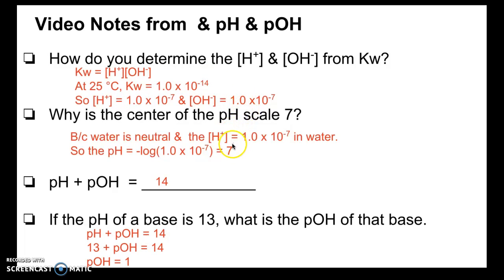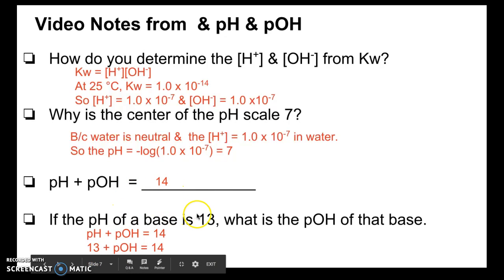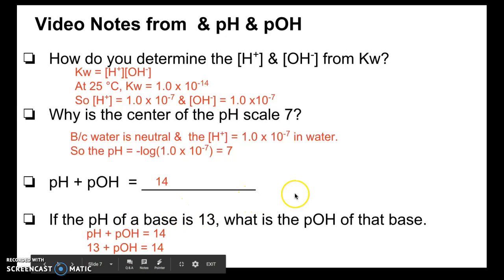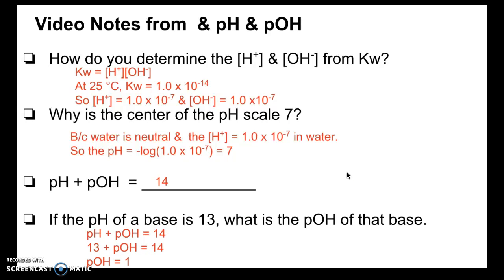The center of the pH scale is at 7 because water is neutral, and the concentration of H+ in water, according to the Kw, is 1.0 times 10 to the minus 7. So the pH, being the negative log of that value, is going to be 7. pH plus pOH is 14. And basically to solve, if you're given the pH and you want to solve for the pOH, you just plug it into the equation and solve. So in this case, the pOH would equal 1.